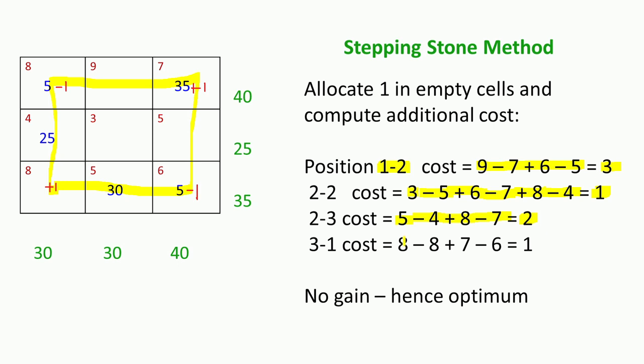So, the net cost is a plus 8 because of this plus 1, minus 8 because of this minus 1, plus 7 because of this plus 1, and minus 6 because of this position. The net cost is 1. Again, it is not profitable to put anything in this position because it will only increase the cost. So, all the 4 unallocated positions we observe that it is not profitable to put 1 there.